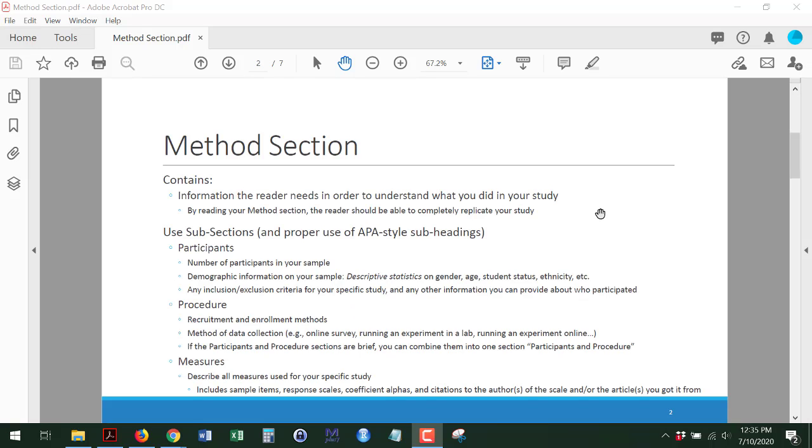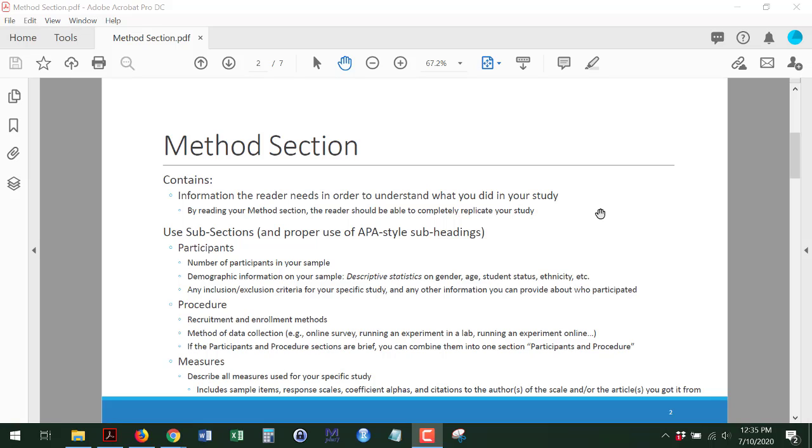Today we are going to talk about the methods section. The methods section contains information that the reader needs in order to understand what you did in your study. So by reading your methods section, the reader should be able to completely replicate your study if they wanted to. In the methods section, you want to use subsections and proper use of APA-style subheadings.